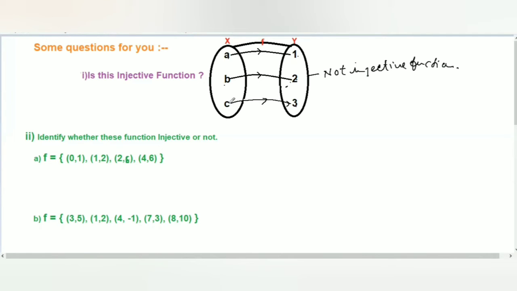So what changes did we make here? We removed the arrow from C to 2, and I mapped C to 3, and now this represents an injective function.